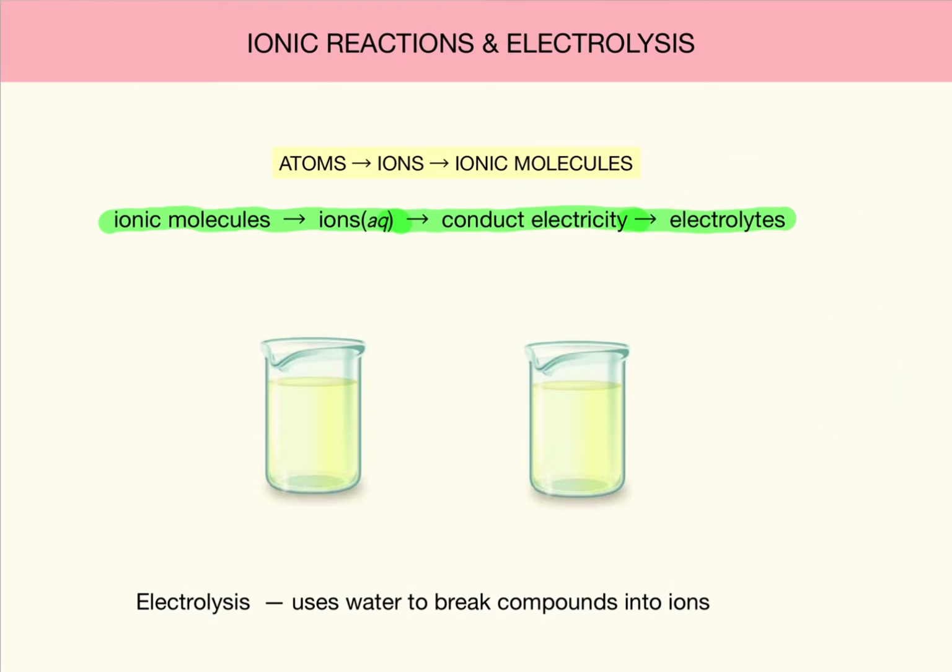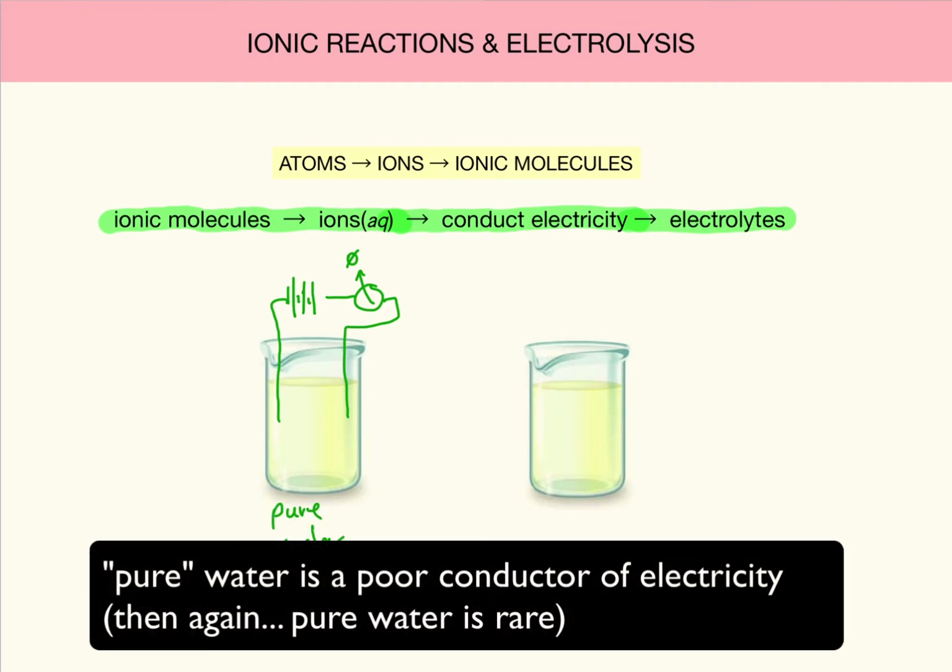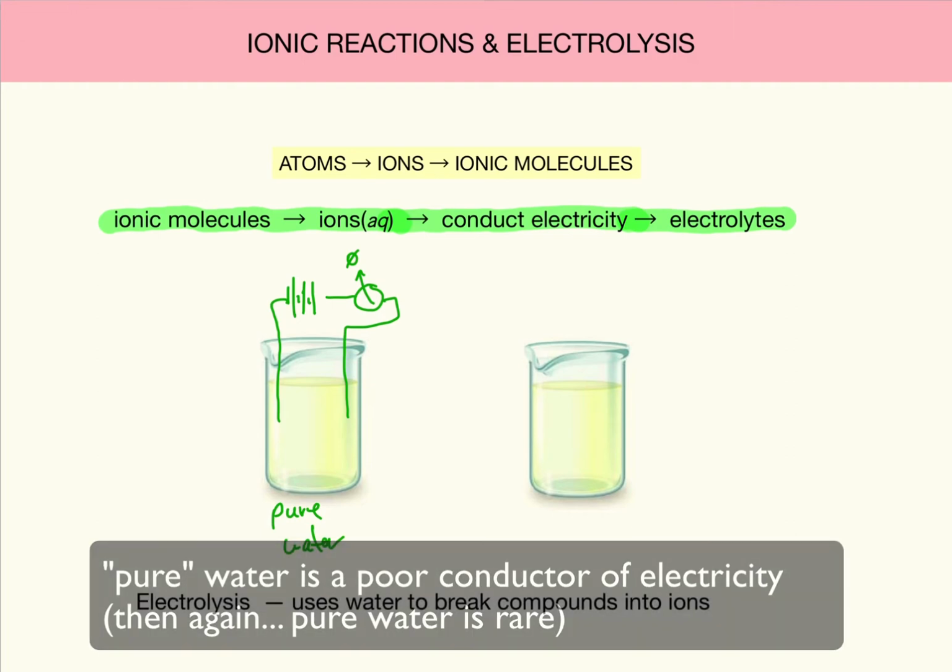So let's look at a quick example of what we mean when we say it conducts electricity. That's meant to be taken literally. If you take pure water and you hook a battery up to it, and a voltmeter, you'll see the voltage is zero. And what that means is pure water, despite what you've ever heard, is a poor conductor of electricity.